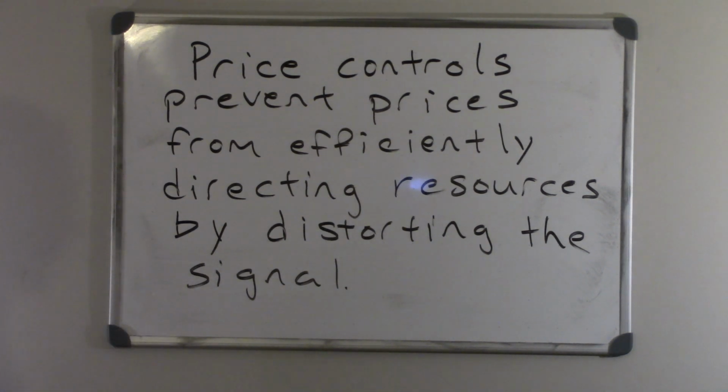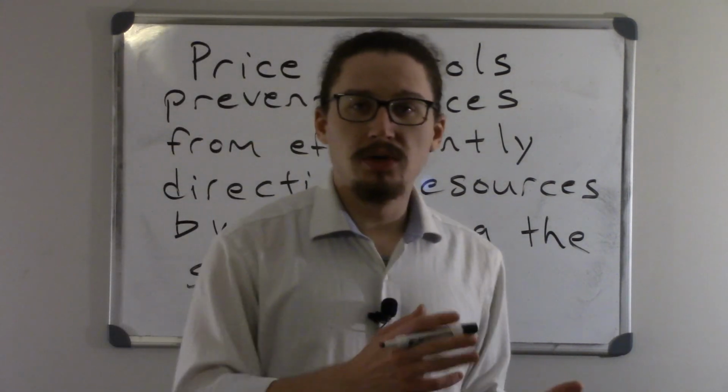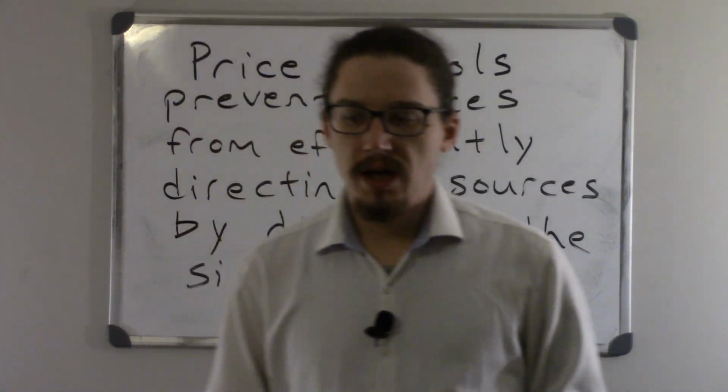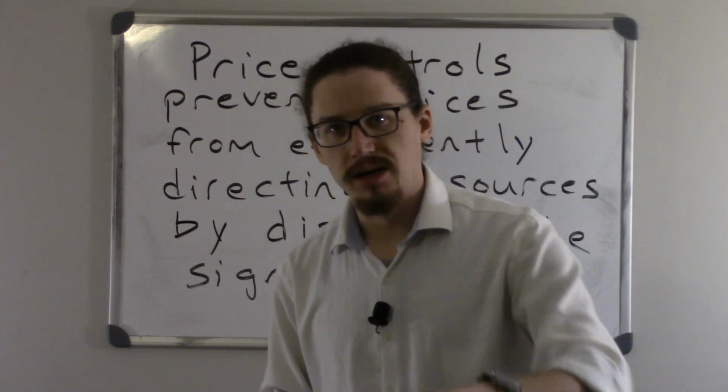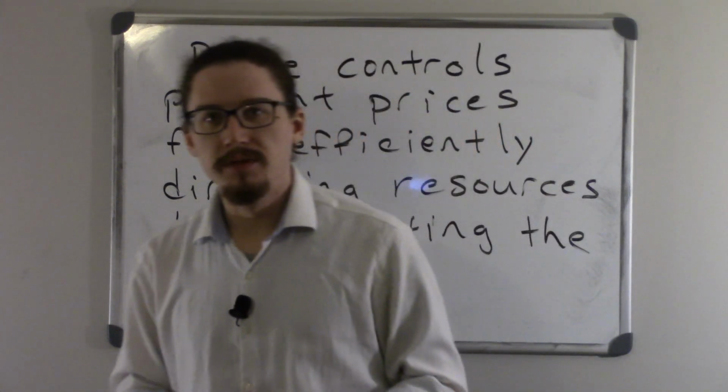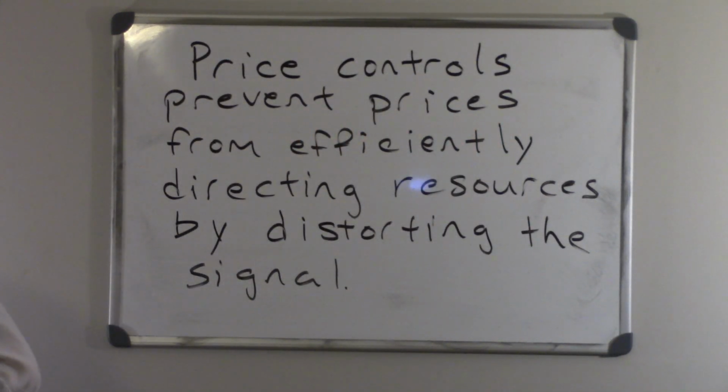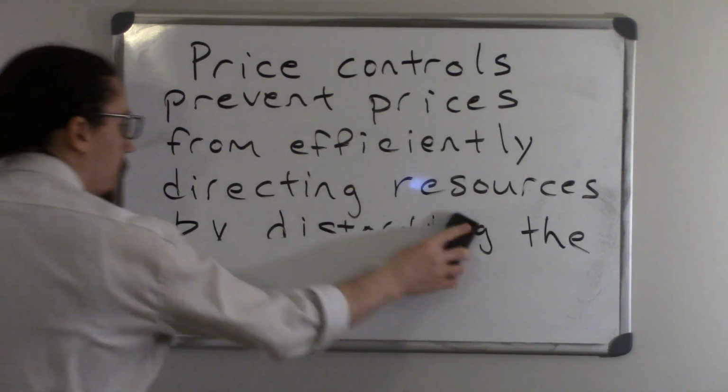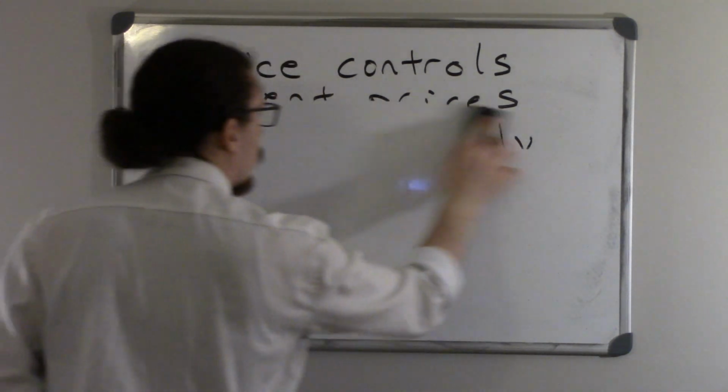When we look at price controls in general, the big thing that we're going to see as we go through this chapter is that they prevent prices from efficiently directing resources to the highest value uses by distorting that price signal. It's really a distortion of the signal and the incentive. We're going to get into that later, probably in the next couple of videos. But that is price controls overall.